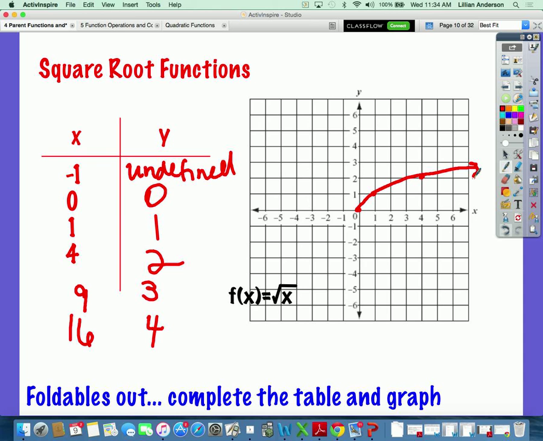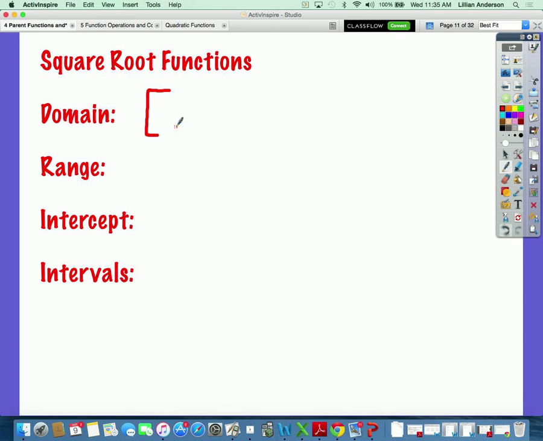Making the domain what, Sierra? What will be the domain if you look at this graph? Careful. Remember, domain relates to which axis? X or Y? X. And remember, we couldn't take the square root of any negative number. So we start at 0 and go to positive infinity, and so 0 is included.